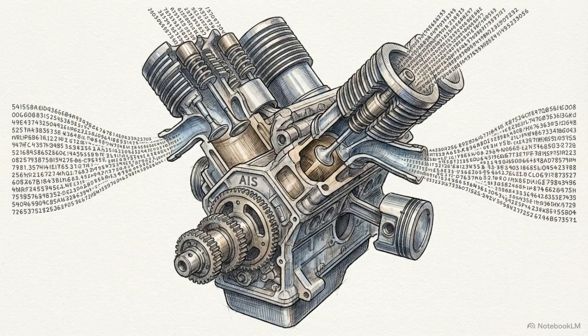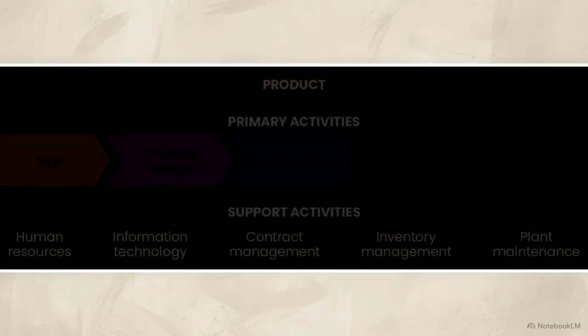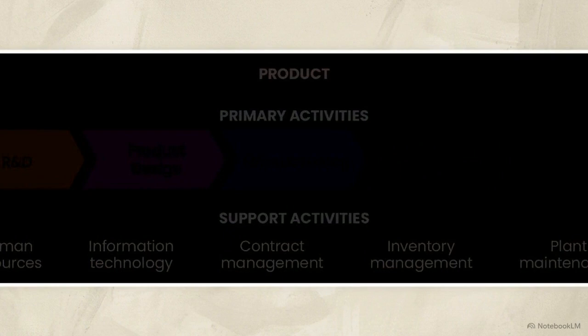Databases store the information, but the business logic engine that actively processes it is the Accounting Information System, or AIS. This diagram depicts the organizational value chain. Information technology, including the AIS, is categorized here as a support activity. It does not directly manufacture the final product. Instead, it facilitates the efficient execution of the primary activities that do.